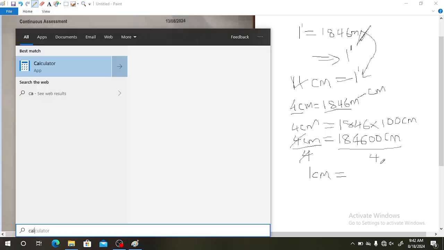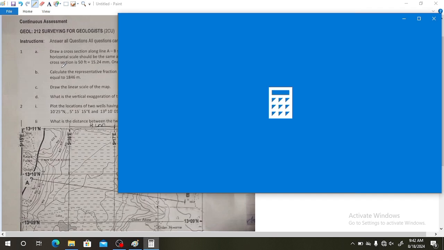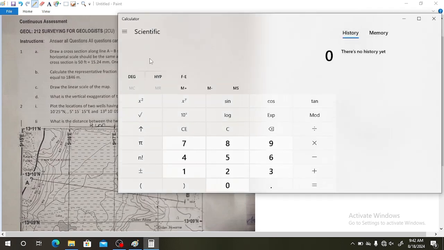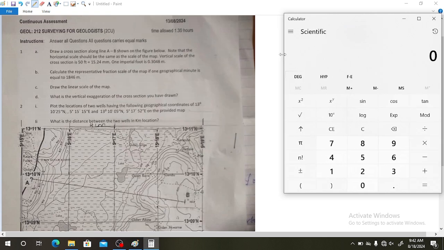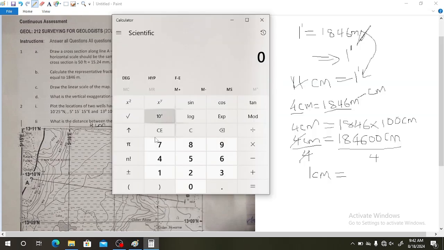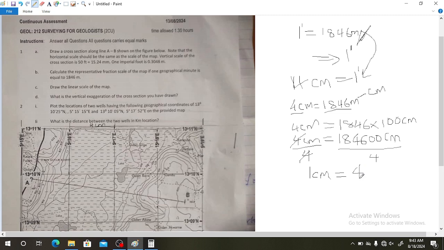Sorry, I think it will be easier. Let me minimize it. 1,846 and 00, that's 184,600 divided by 4 is 46,150. We got 46,150 in centimeters.